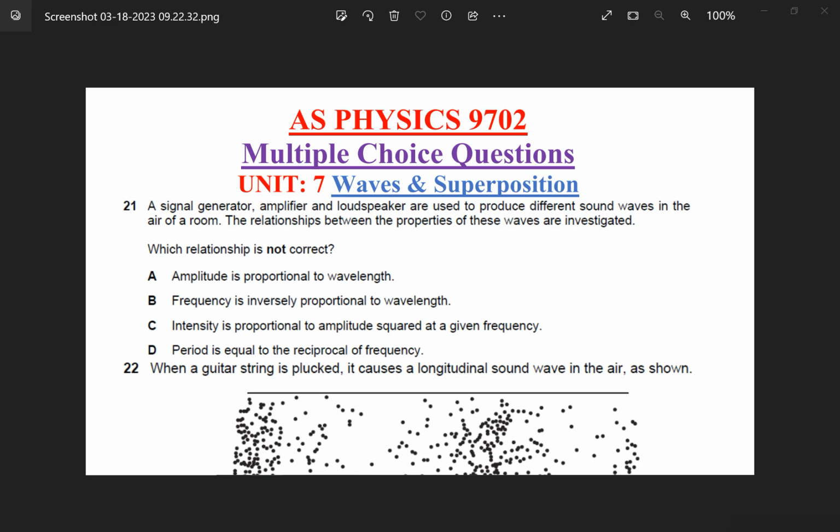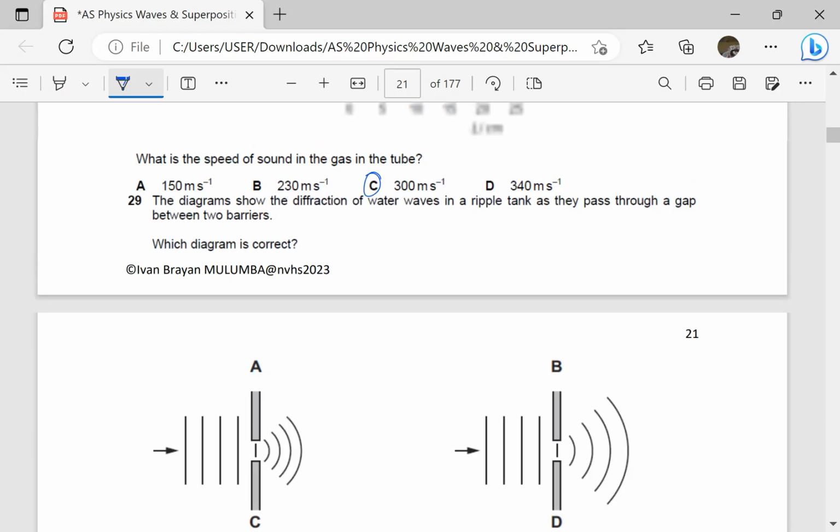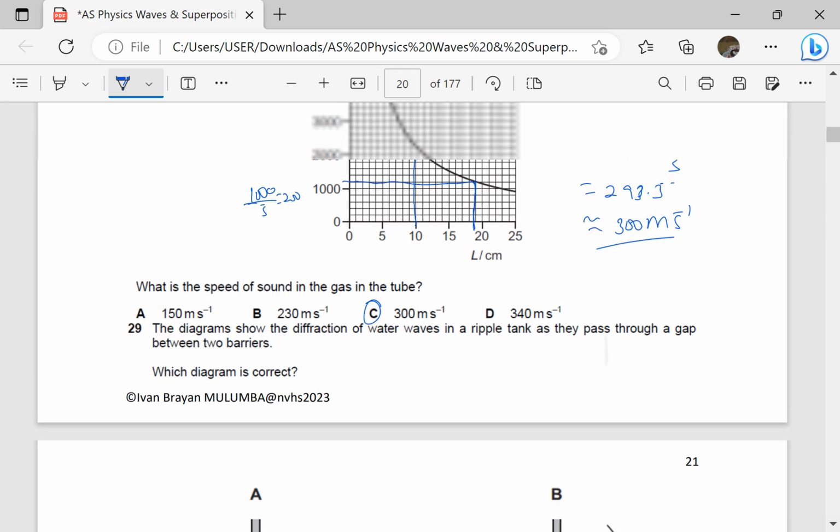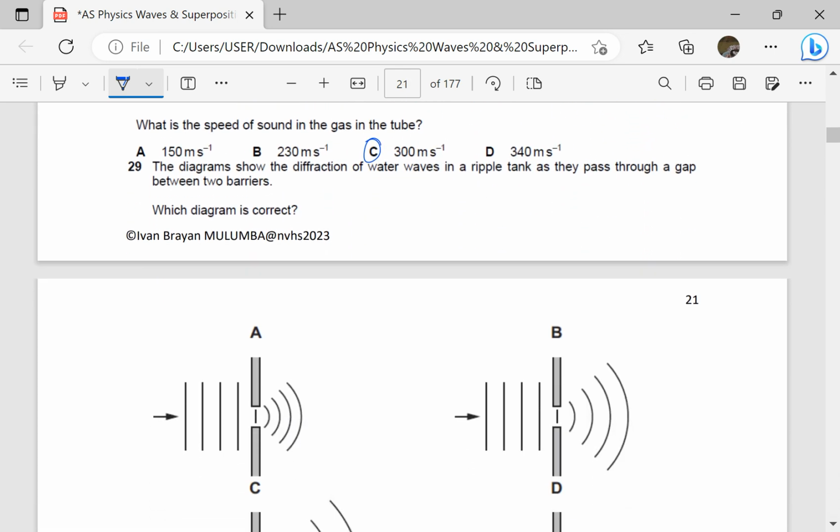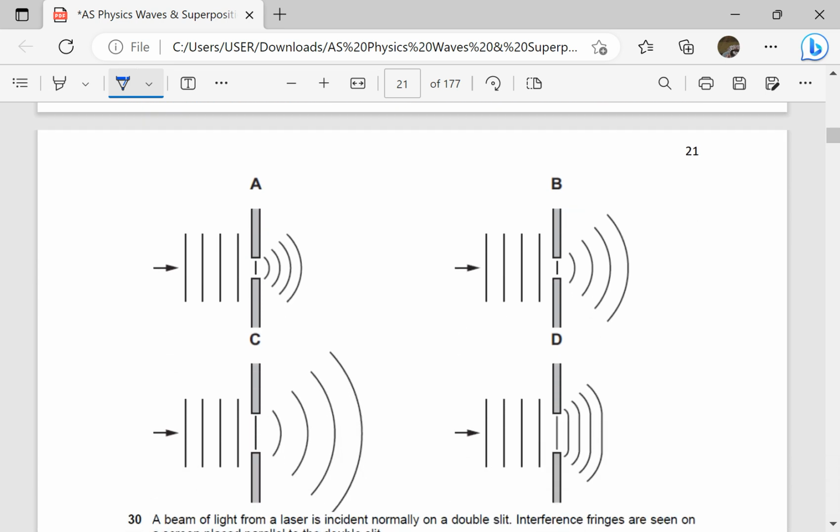This is a solved past paper question. In part one, I think we stopped on page 20, and in part two, I want us to start from page 21. The diagrams show the diffraction of water waves in a ripple tank as they pass through a gap between two barriers. Which diagram is correct? So let's check the diagrams.